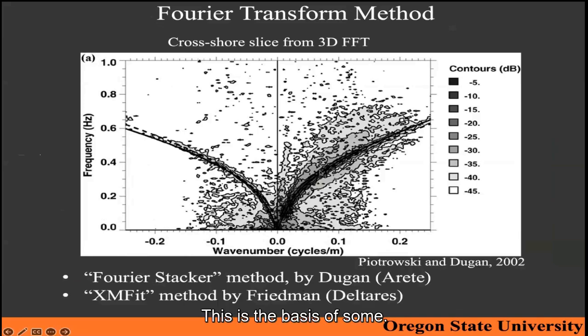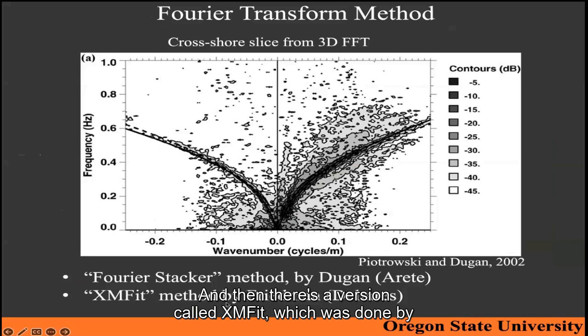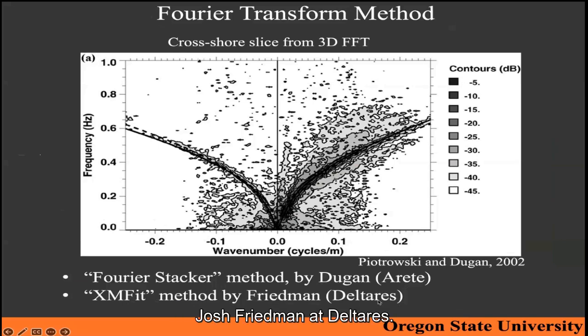This is the basis of some Fourier methods. One is called the Fourier stacker, principally by John Dugan, who's from Arete, a consulting company. And this was done around the 2000s. And then there's a version called XMFit, which was done by Josh Friedman at Deltares. And these exploit these 3D FFT curves.